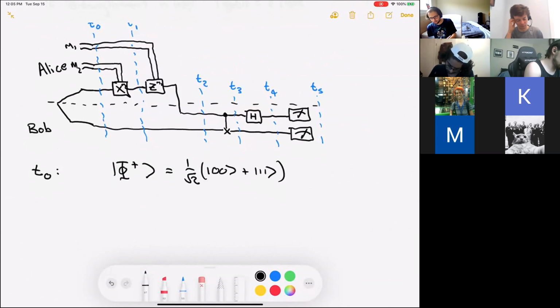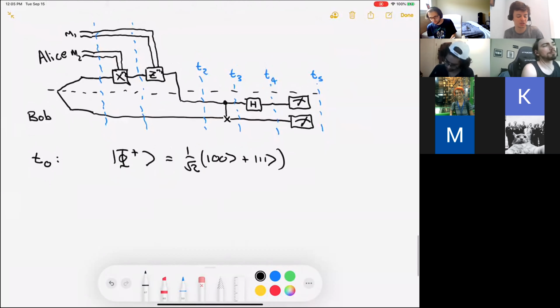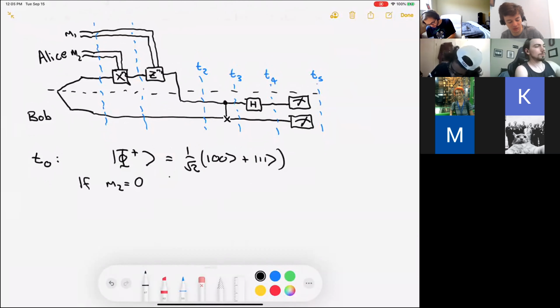What about at T1? So there's now 2 cases, right? The state is going to depend on what M2 is. If M2 is equal to 0, what's the state going to be? No change, right? We only apply this X gate if M2 is equal to 1. So if M2 equals 0, it's still phi plus.